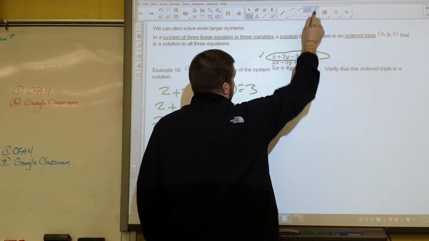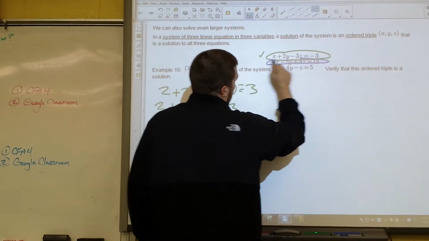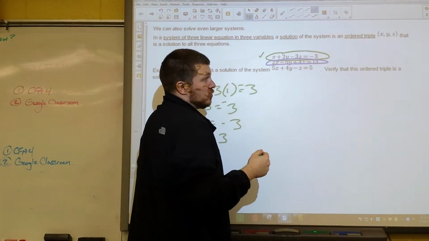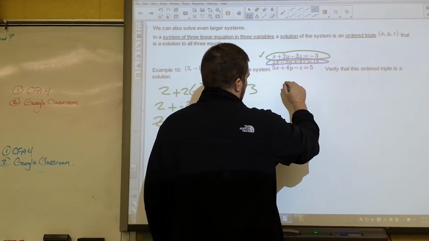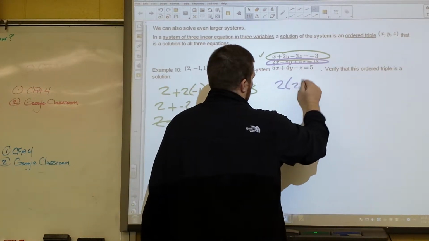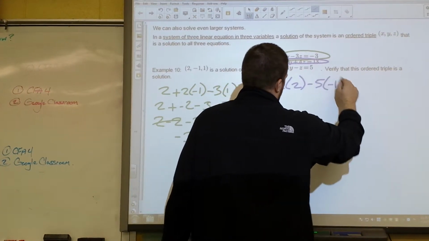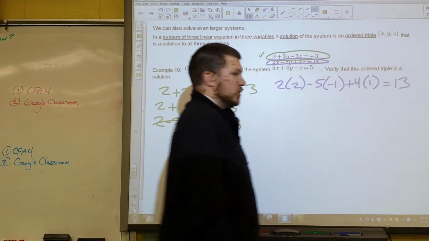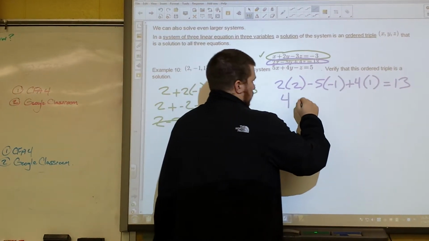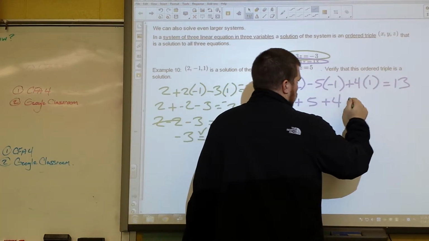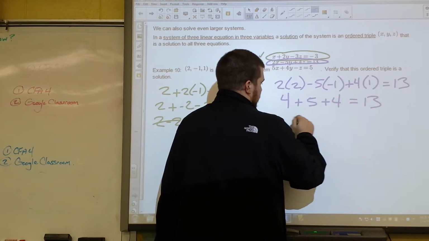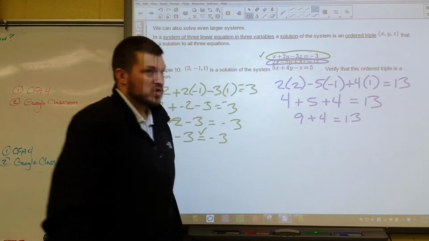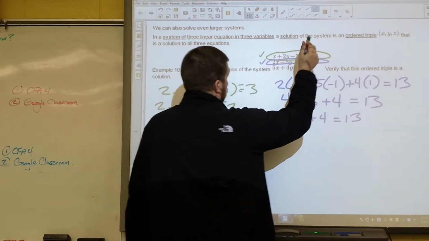Let's do the second equation in blue. So I have 2x minus 5y plus 4z equals 13. Again, I'm just plugging in my ordered triple. So 2 times 2 minus 5 times -1 plus 4 times +1 is supposed to be 13. Clean it up as much as I can: 4 plus 5 plus 4 equals 13. Well, 4 plus 5 is 9, plus 4. And I know for a fact that 9 plus 4 is 13. So the second equation works.